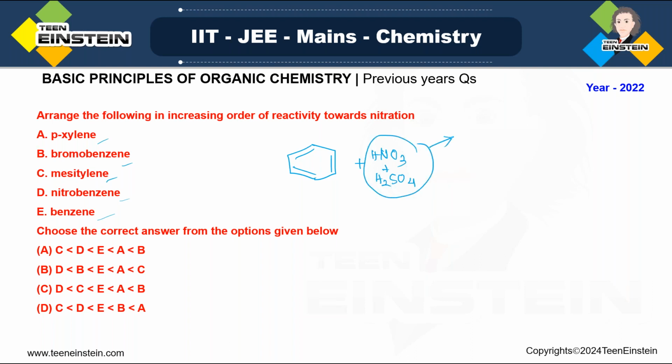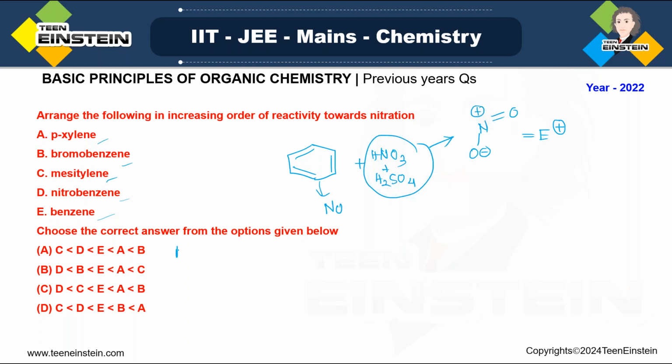Because this mixture will generate the species NO2 plus, and this is actually our electrophile. This is the electrophile which will be attacked by the double bonds of the benzene ring. That means here the benzene ring is acting as a nucleophile and NO2 plus is acting as E plus. That means if you can somehow increase the electron density in the benzene ring, that is, if there are some donating groups, obviously the attacking tendency of the benzene ring towards E plus will be high.